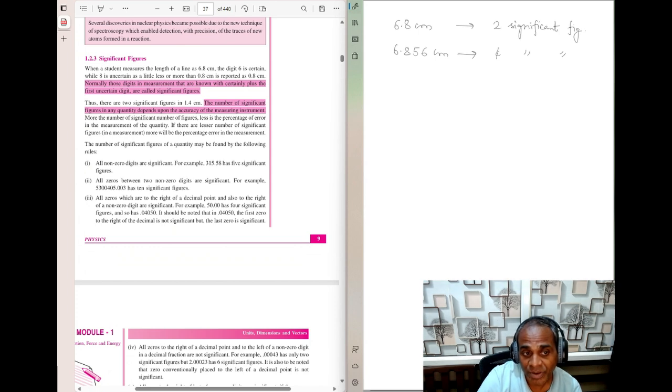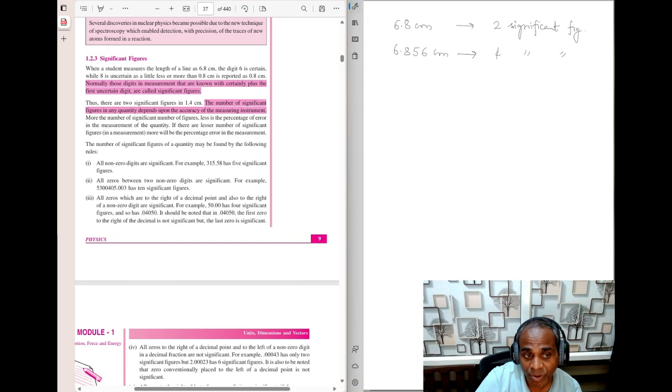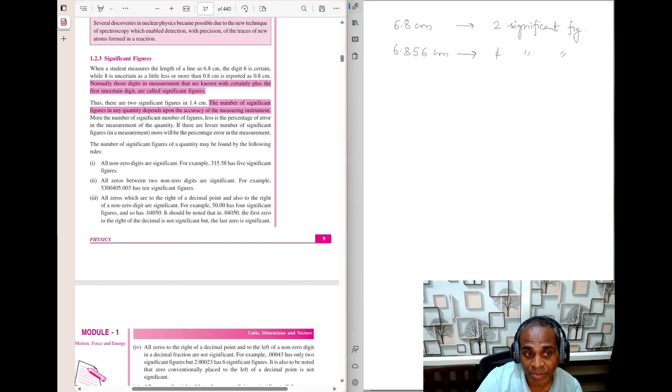All non-zero digits are significant. For example, 315.58 has five significant figures. In this, four are certain digits, 315.5, and the last digit, 8, is the uncertain digit. So all the certain digits plus one uncertain digit is the total number of significant digits.